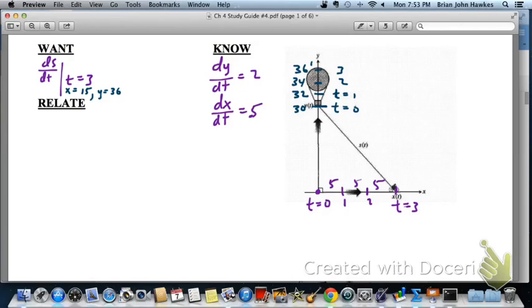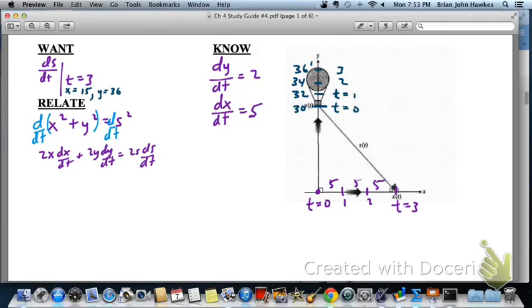We need to relate our variables, and so that's our relate step. And that relate step would be just using the Pythagorean theorem. We have x squared plus y squared equals s squared. Okay, I seem to remember us doing this problem before, but anyway, when we differentiate both sides with respect to t, remember want, know, relate, and then differentiate, we get 2x dx/dt plus 2y dy/dt equals 2s ds/dt.